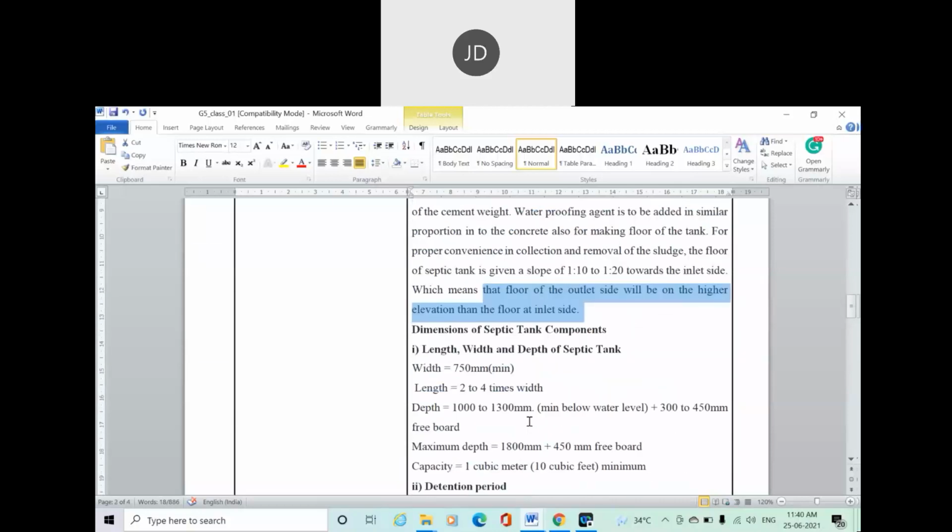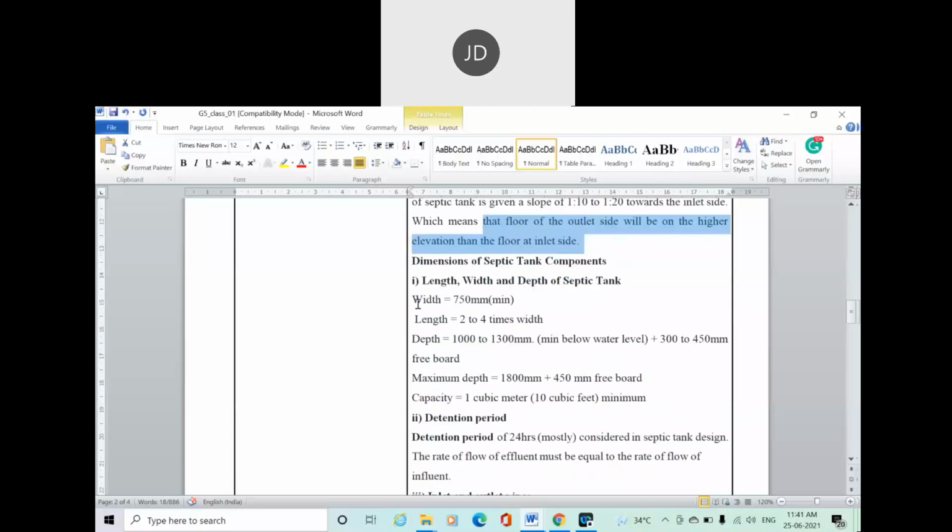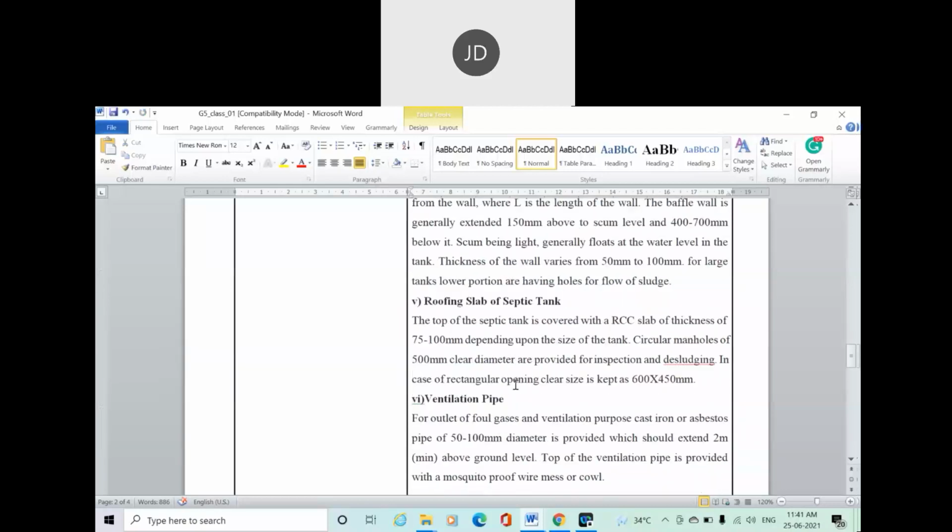Fine. So let's discuss the basic or minimum dimensions of a septic tank. The minimum width to adopt for the septic tank is 750 millimeter. The length is 2 to 4 times the width, and the depth of the septic tank is basically the combination of the water level and the freeboard. I'll show you the diagram.